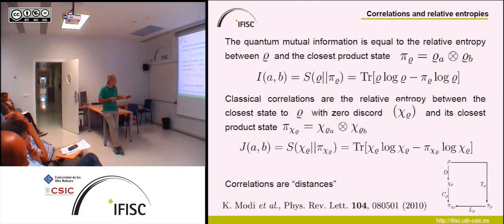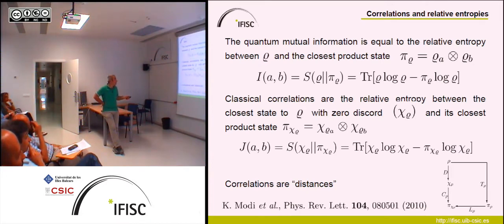It has been shown in this paper that the quantum mutual information I is just equal to the relative entropy between the initial total state we consider, rho, with respect to the closest state to rho that can be written as the product of a part of A and a part of B. And it has been found that this state is realized with the marginals, with the parts obtained by tracing out one of the degrees of freedom. This rho A is exactly the trace over B of rho, and this is the trace over A of rho.